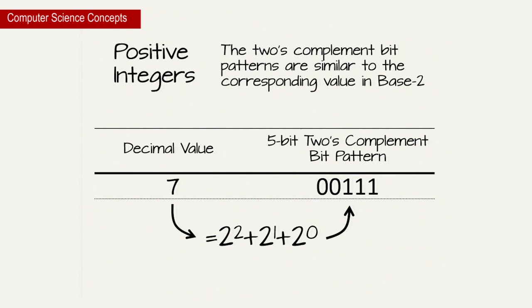For a positive integer, the bit pattern in its 2's complement notation is similar to how we represent the positive integer in base 2 system. 7 can be written as 4 plus 2 plus 1. So, the bit pattern is 0, 0, 1, 1, 1. For 10, which is 8 plus 2, therefore, the bit pattern is 0, 1, 0, 1, 0. For 13, which is 8 plus 4 plus 1, the bit pattern is 0, 1, 1, 0, 1.